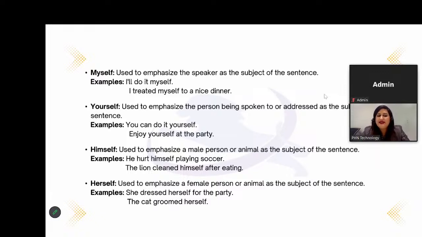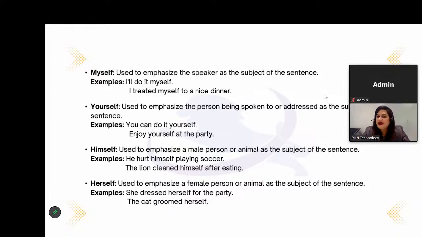So the next one is himself. Himself is used to emphasize a male person or animal as the subject of the sentence. Now you're going to talk about a male person, okay? It may be a male animal or a person. For example, he hurt himself while playing soccer. The lion cleaned himself after eating. So when it's male, you're going to say himself.